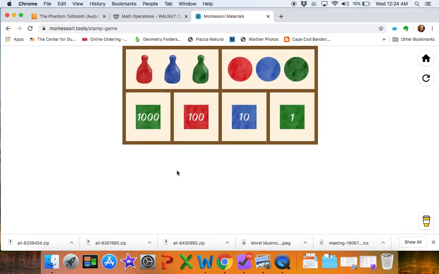Now he's just added golden beads. I haven't tried it yet, but I'll make a lesson for that soon. Here is the stamp game. We're going to click on it. And our problem is 251 times 3.